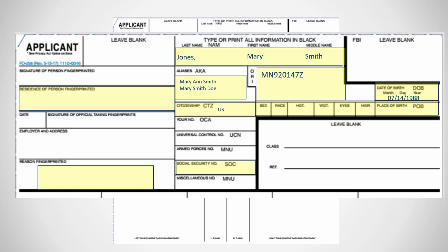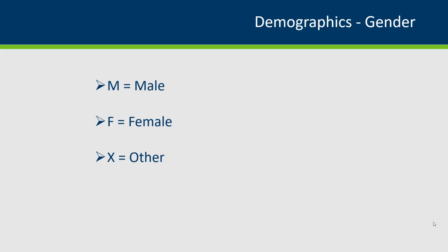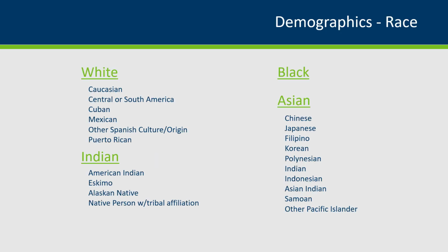Next is the demographic information. The FBI has set abbreviations for their demographic fields. Gender options are limited to the 4 you see here, so enter F for female or M for male, etc. The options for race are somewhat limited, but also somewhat specific. Shown here are the only available race classifications.